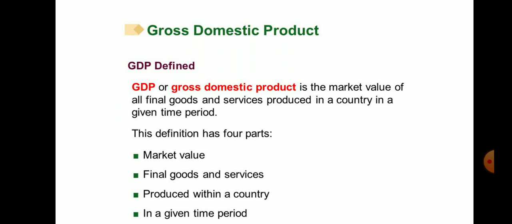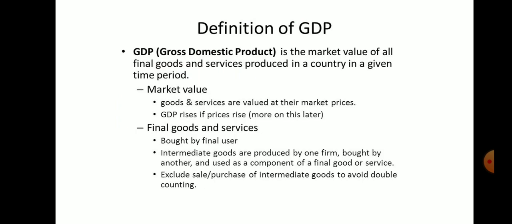It's the market value of all final goods and services produced in a year in a given period of time. So we have four definitions over here. We'll see one below the other. The market value: goods and services are valued at their market prices. GDP rises if prices rise. And final goods and services are bought by the final user.